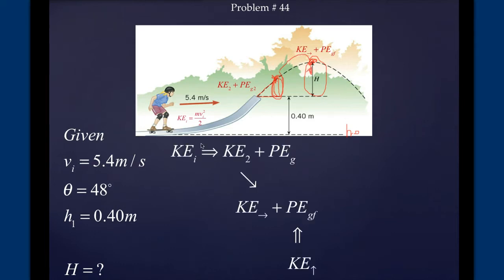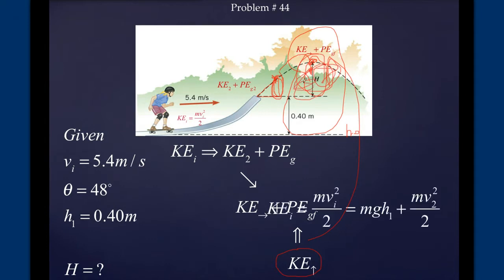So again, the initial kinetic energy splits into 2: kinetic energy right here plus potential energy due to 0.4 meters above. Then this kinetic energy is going to turn into 2 energies. Part of it will remain as horizontal, and another part will go into this final height. I'm not talking about the whole thing. The vertical kinetic energy will just turn into this part.